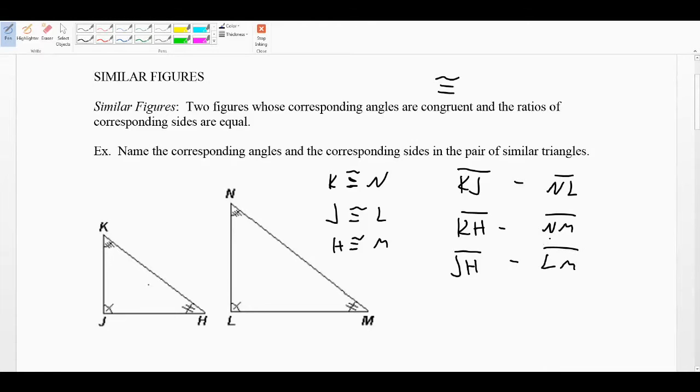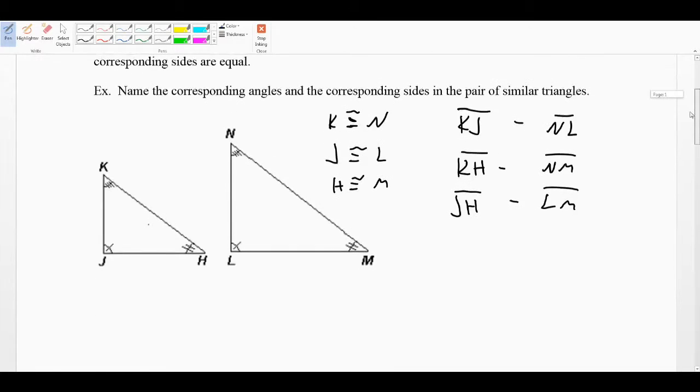Now notice when I write these that since K corresponds to N, if I put K first, N must go first. Wherever I have a J and it's congruent to L, if J goes second, L must go second. J comes first, L must come first. Same thing with HM. H is second, M is second. I mean, that's a big deal in this. Or it can be a big deal.